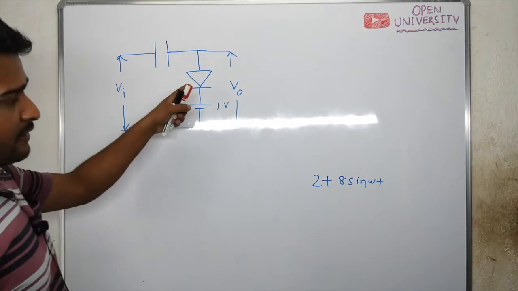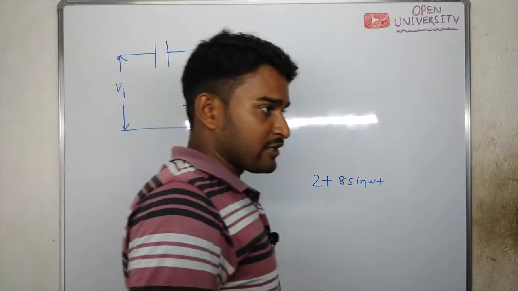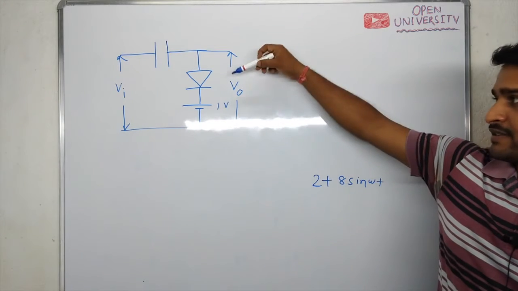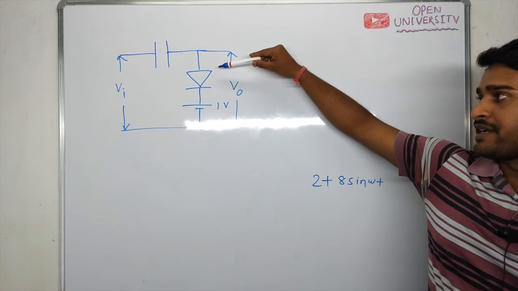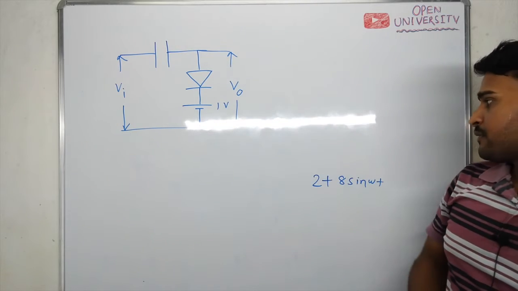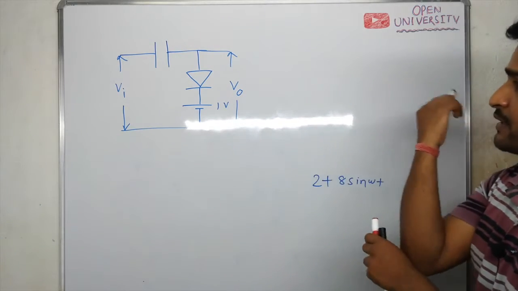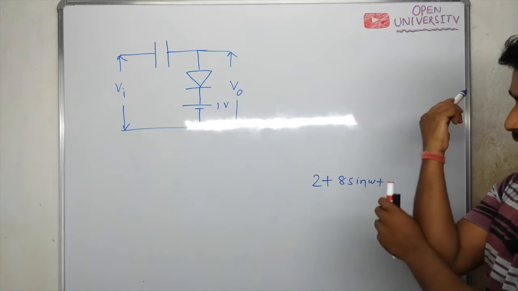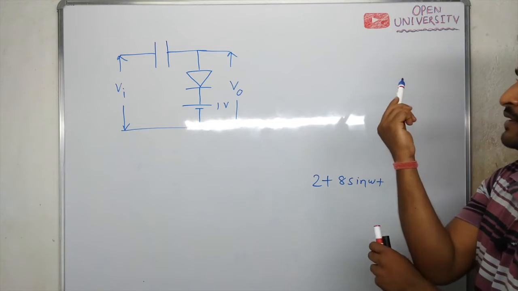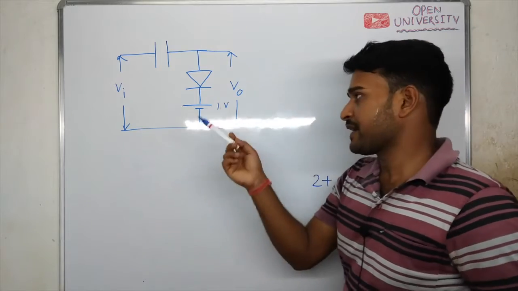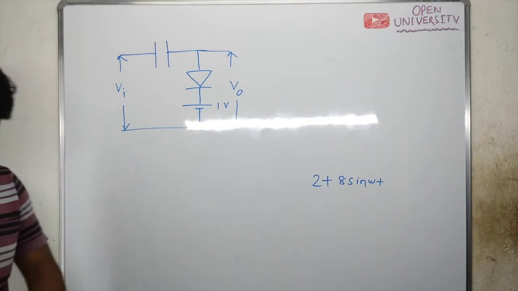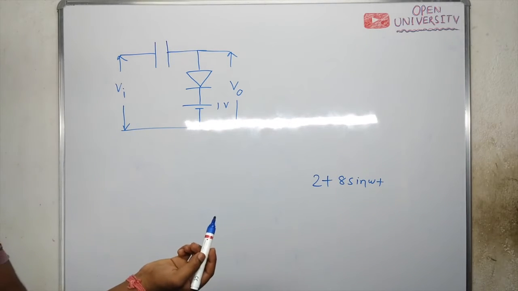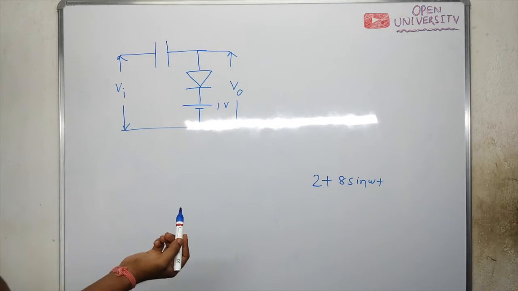If at all the diode has some cut-in voltage, we will replace this non-ideal diode with the series combination of an ideal diode plus a battery of 1 volt. But here it is given the diode is ideal, so we need not replace it with a series combination of ideal diode and cut-in voltage. It is already an ideal diode. Now the question is about the average output voltage and also to plot the output waveform.